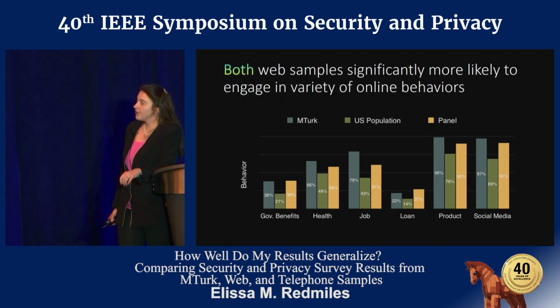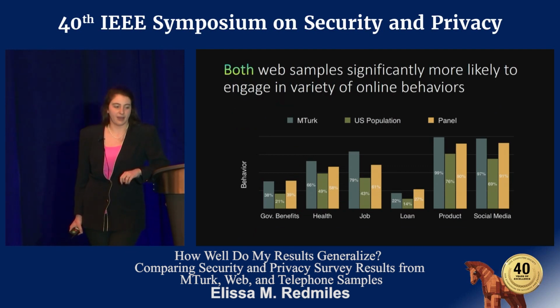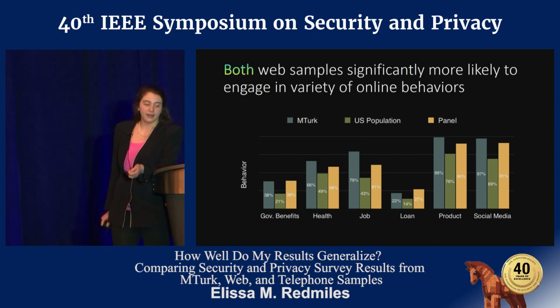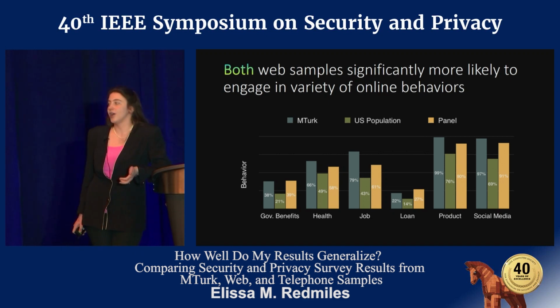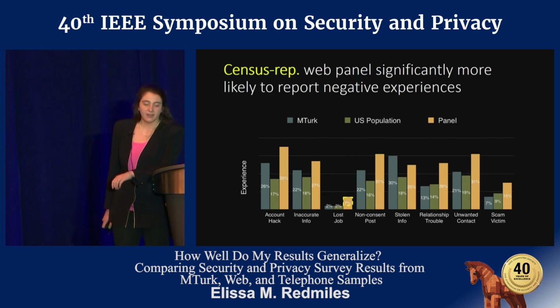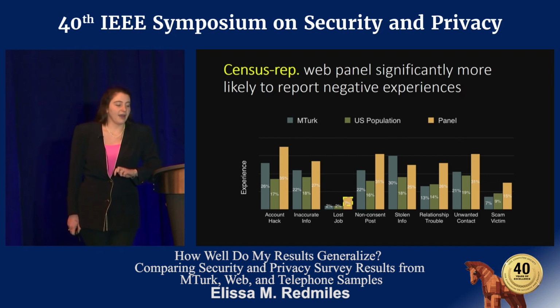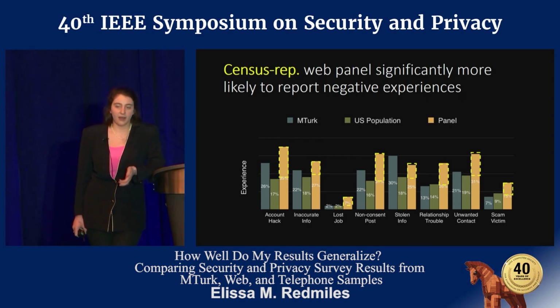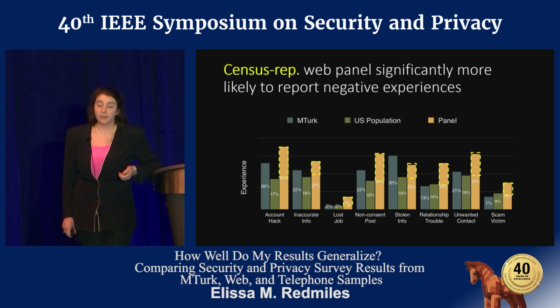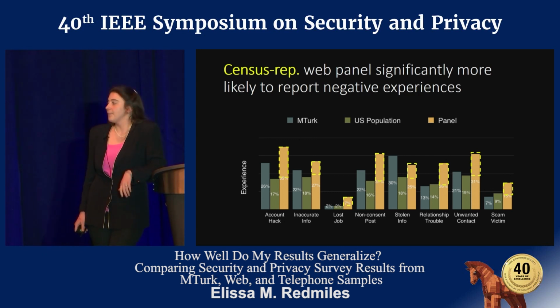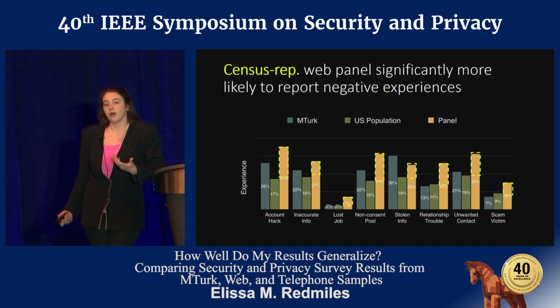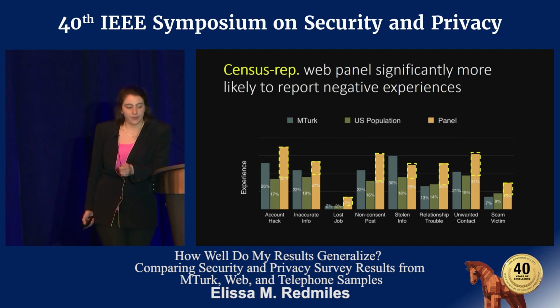OK, so overall, we find that both of the online samples, the census-representative panel and the crowdwork sample, are significantly more likely to report engaging in a variety of online behaviors. So they did more of all of the behaviors that we asked about. The census-representative web panel in particular was more likely to report having had a bunch of the negative experiences. They were more likely to report having had an account hacked at some point in time, having lost a job because of something they posted online, et cetera, perhaps because they are more active on the internet or are more aware when these negative experiences occur.